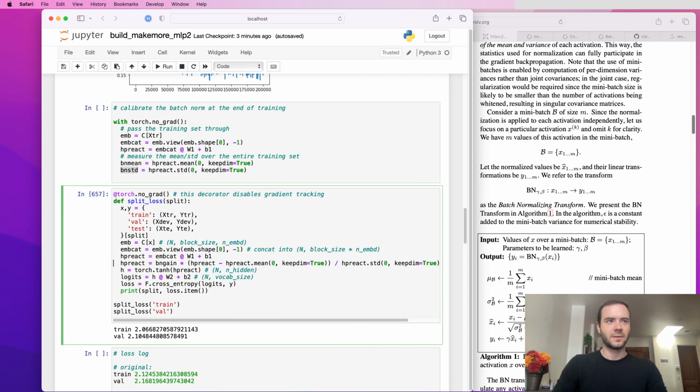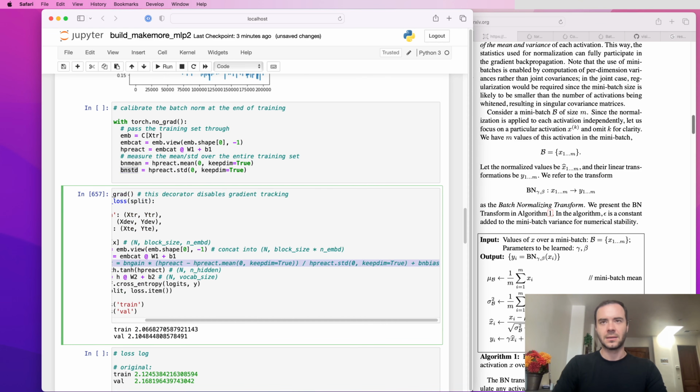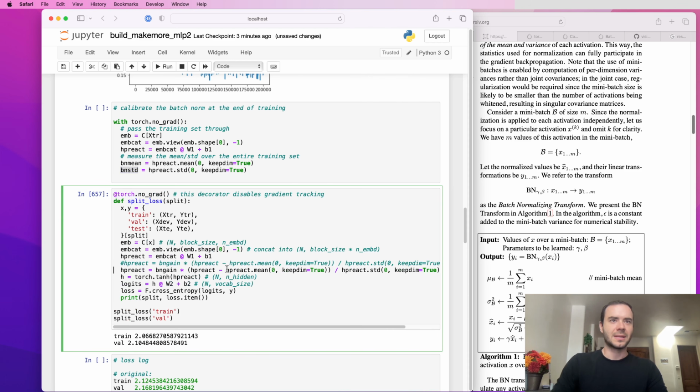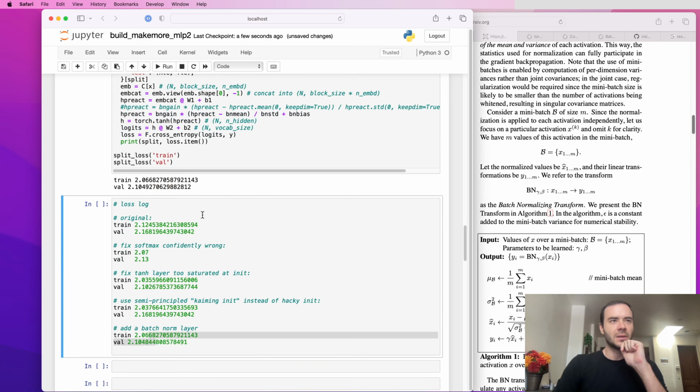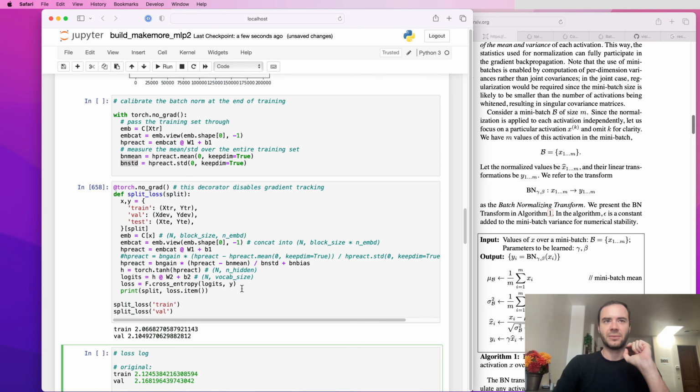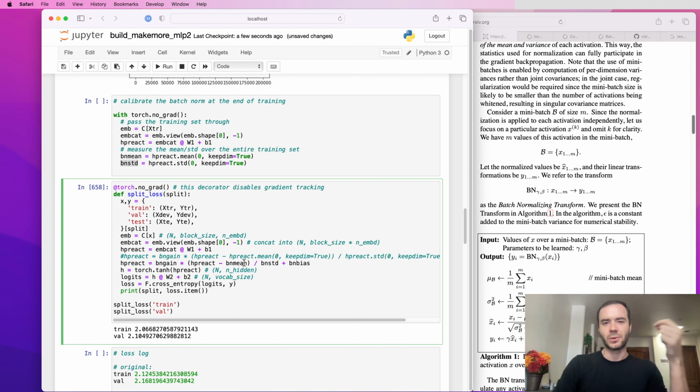And here, instead of estimating it dynamically, we are going to instead use bnmean, and here we're just going to use bnstd. And so at test time, we are going to fix these, clamp them, and use them during inference. And now you see that we get basically identical results, but the benefit that we've gained is that we can now also forward a single example because the mean and standard deviation are now fixed sort of tensors.